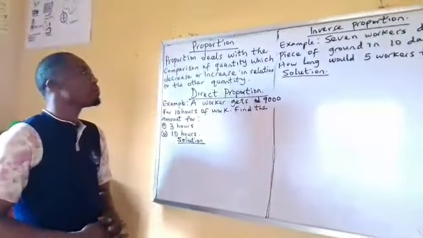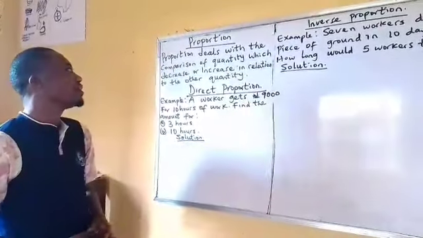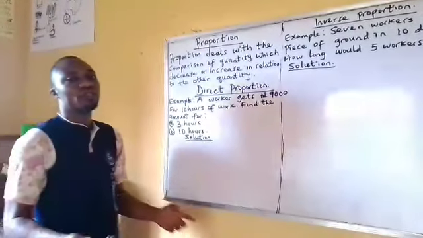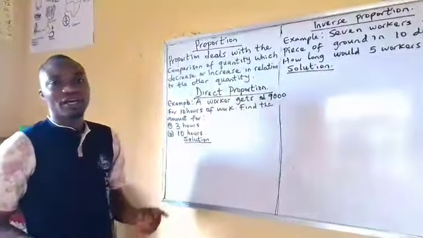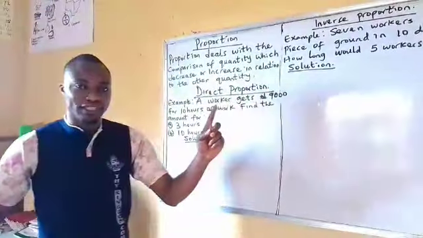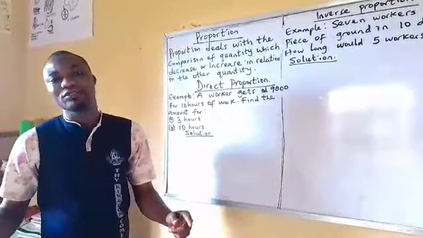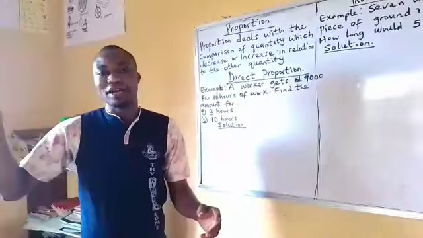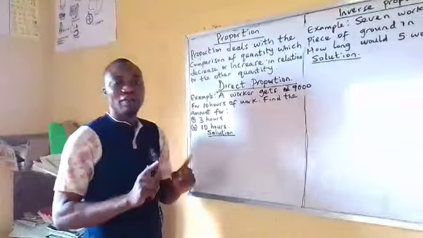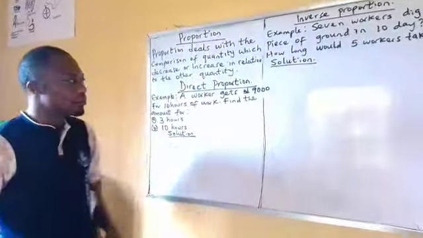When we talk about proportion, it deals with the comparison of quantities which decrease or increase in relation to the other. For example, if 1 unit of biscuit costs 100 naira, how much will 2 units cost? That means that the price is going to increase. The higher the price, the higher the quantity. Then we have two types of proportion: the direct proportion and the inverse proportion.